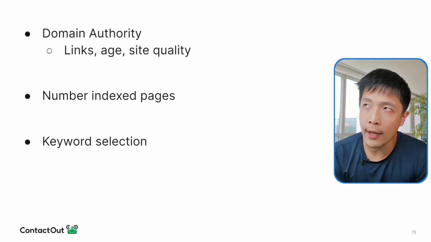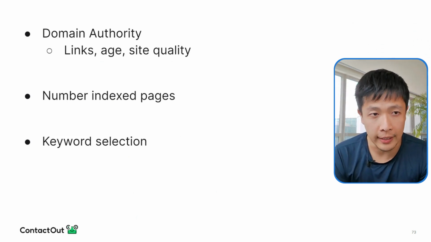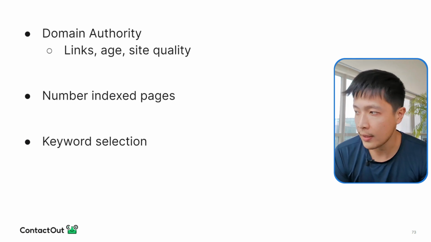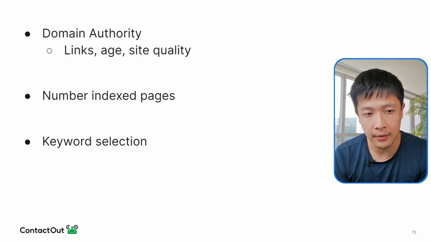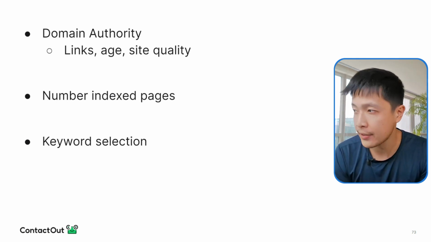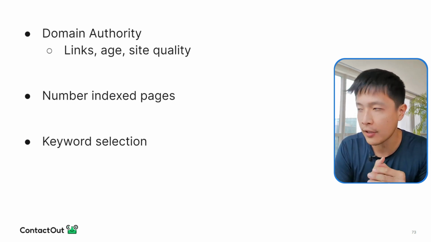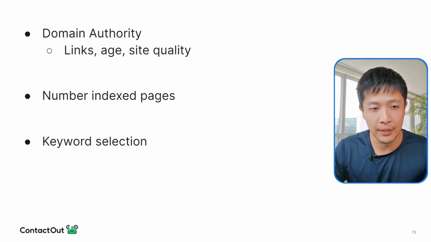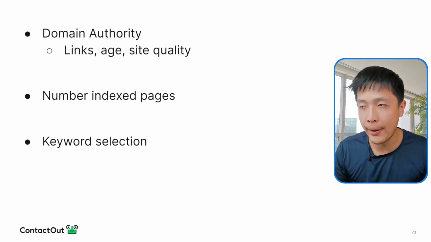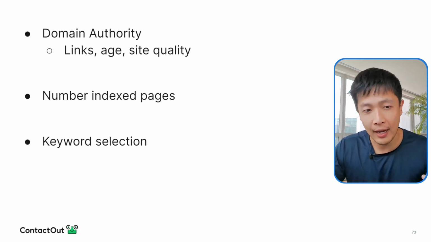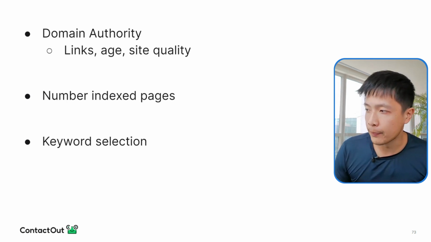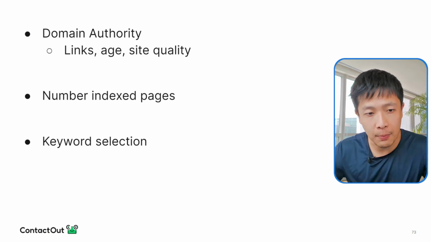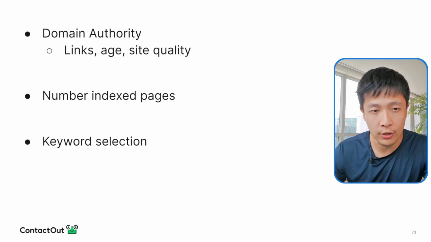The things that we found to impact your indexing rate is your domain authority. So this is the age of your domain, how high quality your site is. There's a lot of user stats that Google can get from Chrome about how users engage with your site, what the retention is. The links to your site is probably the main one, which determines how authoritative it is.